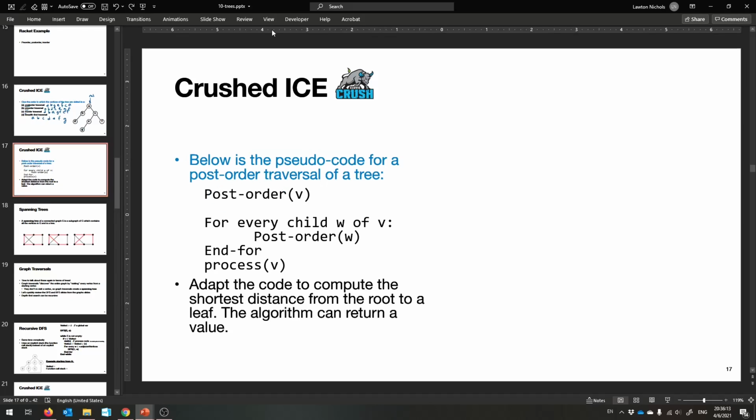So let me show you, or I want you to give it a try first of all, and then I'll show you my ideas for how to adapt the code above to compute the shortest distance from the root to a leaf. So if here's my tree, I got boop, boop, boop, boop, boop, boop, and then maybe boop, boop, boop. The shortest distance to a leaf is right there. It's 1, 2, right? Because here's the root.